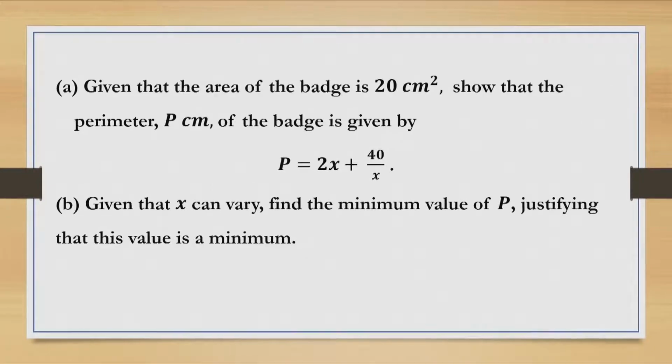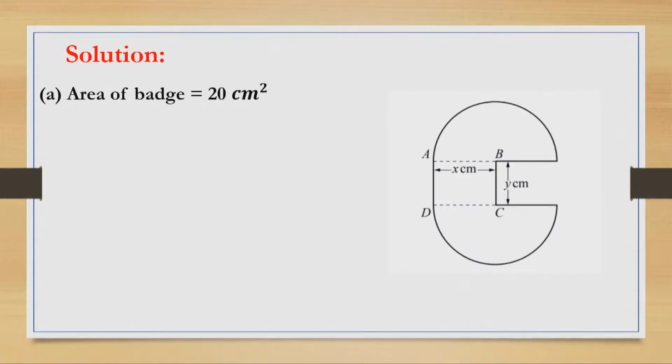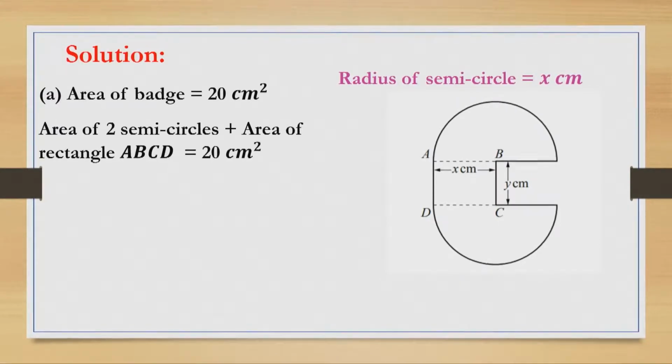Remember, for minimum, we are going to have d2p by dx square greater than 0. So part A, we have been given that the area of the badge is 20 centimeters square. Now the radius was given as x, so the area will consist of the two semicircles plus the area of the rectangle. So I have two semicircles and this rectangle, which will consist of the area of the badge, which is equal to 20 centimeters square.